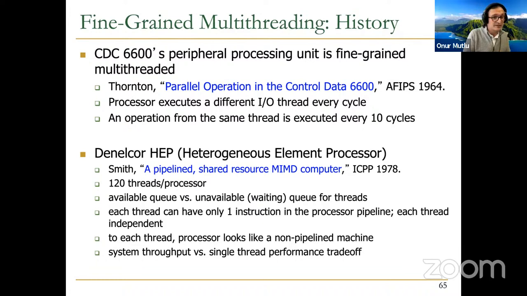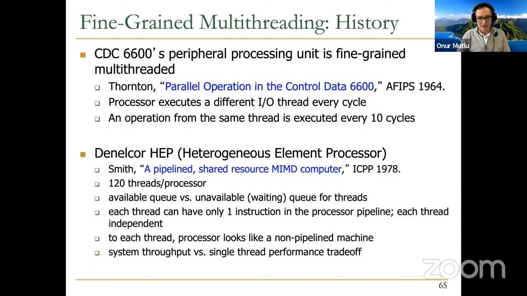So if you have many threads to execute, this is great. If you don't care about single thread performance, that's great. So two conditions need to hold true. You should have many threads to execute to keep the pipeline full, such that you get the throughput benefits. And you should not really care much about your single thread performance, so that you don't get penalized because you're not getting the latency benefits, or execution time benefits, I should say, for a single thread in a pipeline.